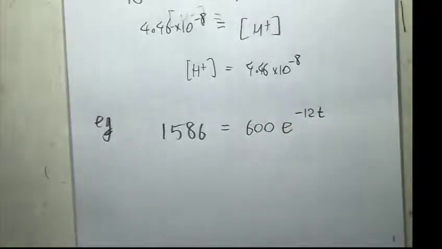What if I had that? 1586 is 600 e to the minus 12 t, and I need to figure out what t is. So I'm going to do exactly what I would always do. I would analyze what's been done to the t and then do it in the opposite order.